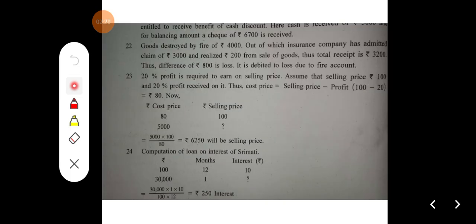So assume the selling price of goods is rupees 100. Right? Now 20% profit. Right? Which is 20 rupees, simple. Now if I deduct profit from selling price, what do I get? I'll get the cost price. This is a simple formula that we have learned in the lower standards in mathematics. Right? I repeat. Cost price equals selling price minus profit.